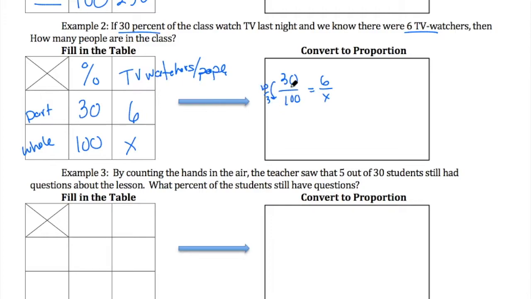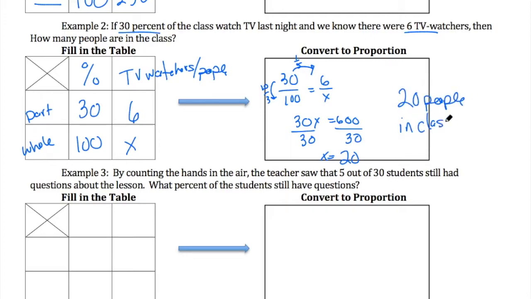Usually when they get messy enough like this, I'm going to go ahead and think about using cross products. I mean, you can use a horizontal scale factor of 1/5 as well, but it's up to you how you want to do that. So if you want to do it with cross products, 30x, this diagonal, is equal to 600. And then you can go ahead and divide both sides by 30 to get that x is equal to 20. So there were 20 people in class.